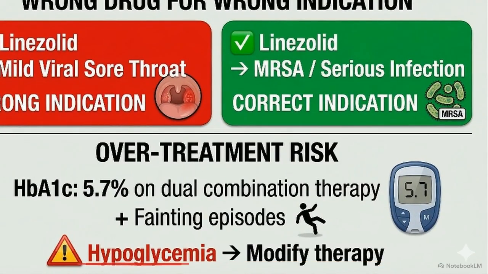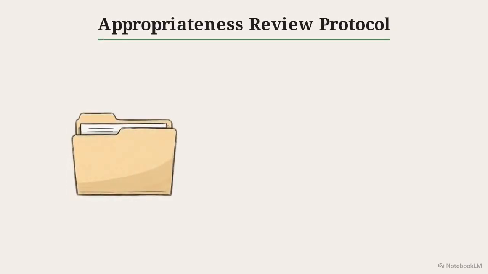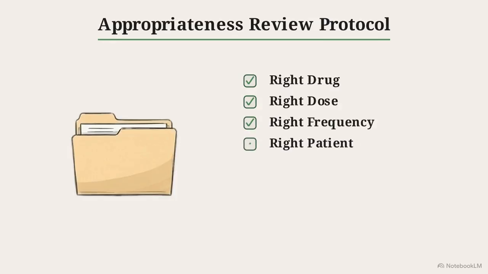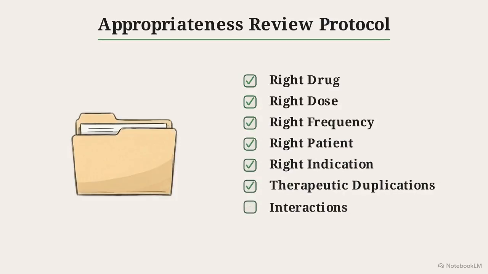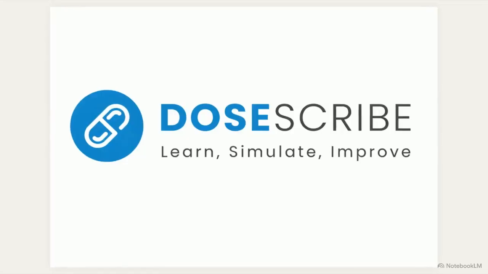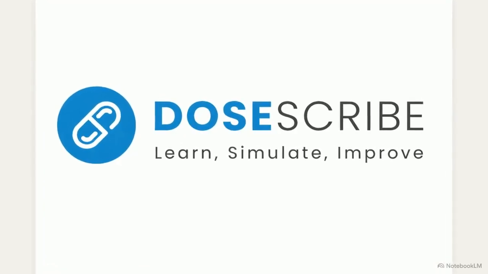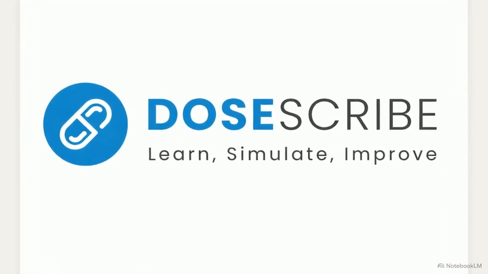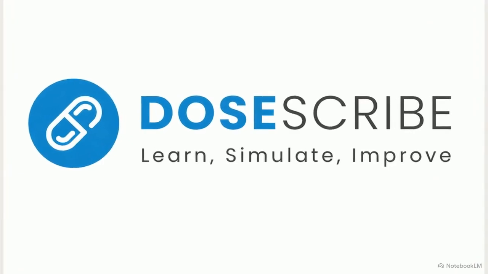their regimen. This evaluates 8 strict points: verifying the right drug, dose, frequency, patient, and indication, while actively screening for duplications, interactions, and contraindications. By systematically applying this checklist to every single order, you ensure that clinical theory translates into actual patient safety.